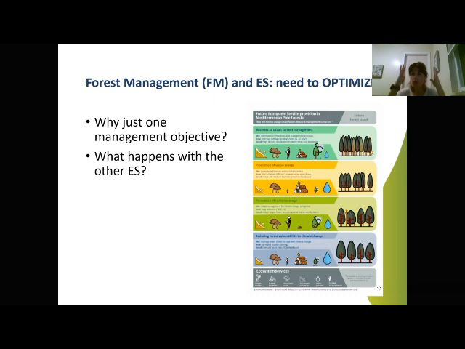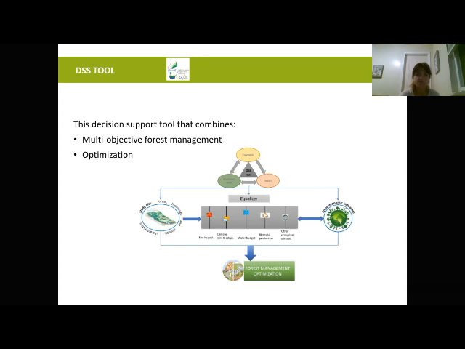But why have just one management objective? I mean, I have one goal, and I want to know what happens with the rest of the ecosystem services. So there are two main questions that this project raises. One is why should I go just for one goal? And what happens, even if I go for one goal, or two, or three, with the rest of the ecosystem services provisioning? So in this project, we think we need, on the one hand, to quantify it, as I said before, but also to optimize the provisioning of more than one goal, more than one ecosystem service.